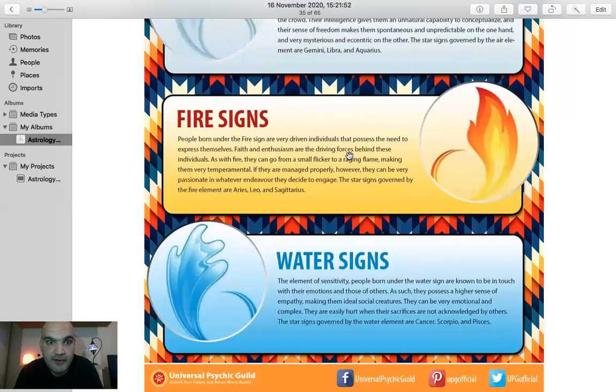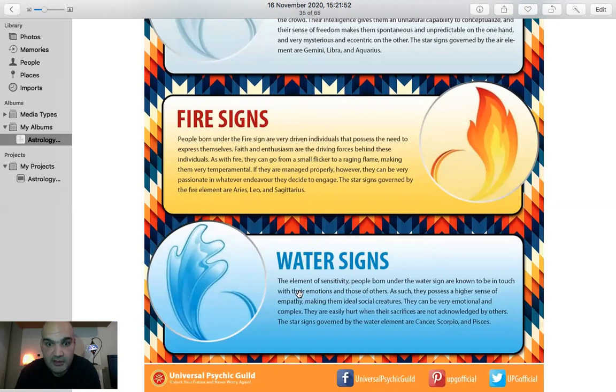So moving on to fire signs. People born under the fire sign are very driven individuals that possess the need to express themselves. Faith and enthusiasm are the driving forces behind these individuals. As with the fire, they can go from a small flicker to a raging flame, making them very temperamental. If they are managed properly, however, they can be passionate in whatever endeavor they decide to engage. The star signs governed by the fire element are Aries, Leo, and Sagittarius.